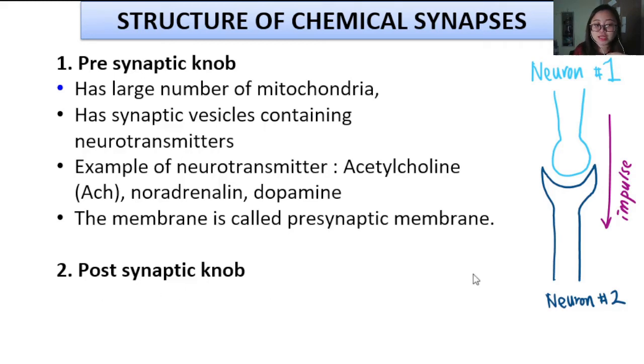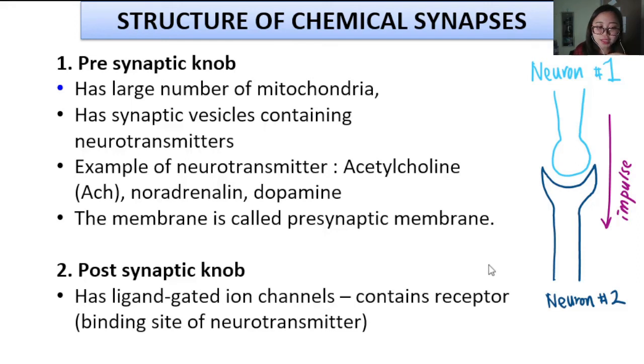Let's talk about the postsynaptic knob next. So this belongs to neuron number 2. The postsynaptic knob will have ligand-gated ion channels, which contain receptors or the binding sites of neurotransmitters. So you know an ion channel is a transmembrane protein that allows ions to move in and out. Ligand-gated ion channels means these are ion channels that will open when a neurotransmitter binds to this ligand-gated ion channel.